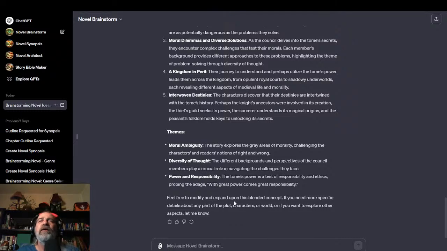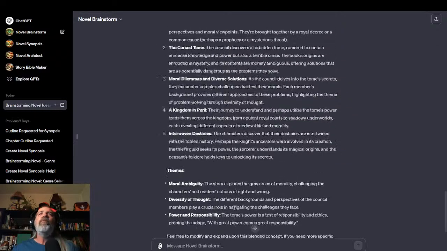Feel free to modify and expand upon this blended concept. If you need more specific details about any part of the plot, characters, or world, or if you want to explore other aspects, let me know.